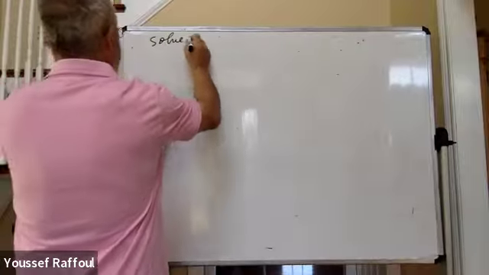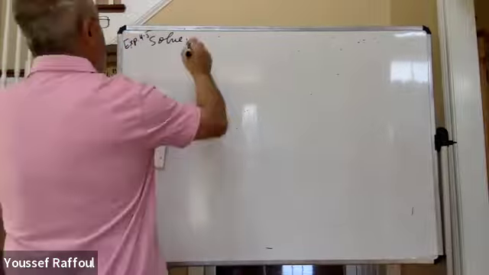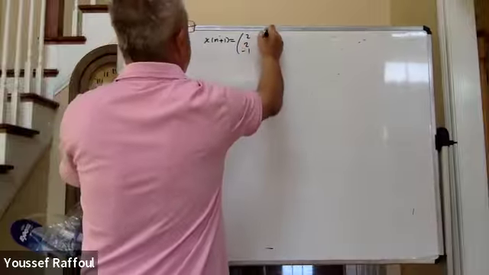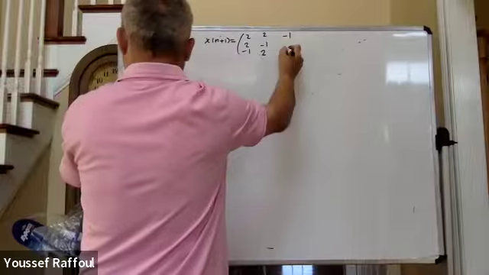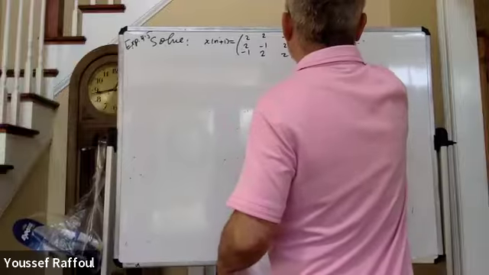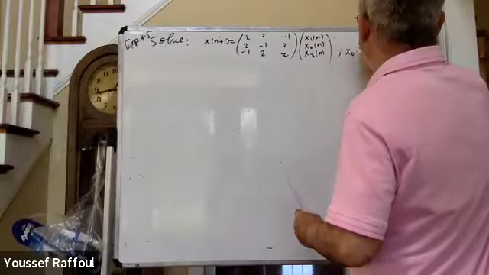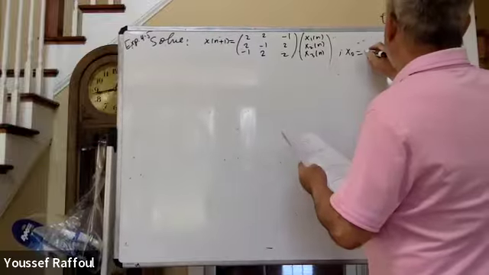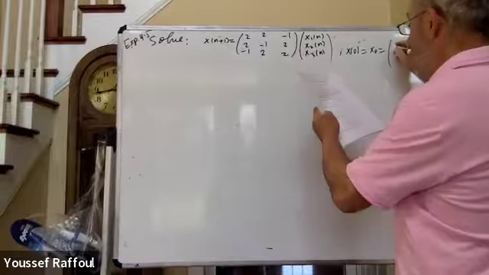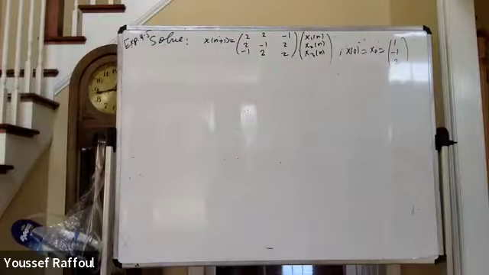Solve, and this is example 4.5. x of n plus 1 equals the matrix with rows 2, minus 1, 2; minus 1, 2, minus 1; 2, 2, 2, times x1 of n, x2 of n, x3 of n, with x of 0 equal x0 equal to 1, minus 1, 2. Okay?